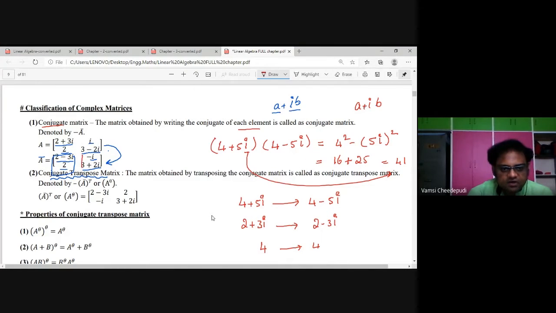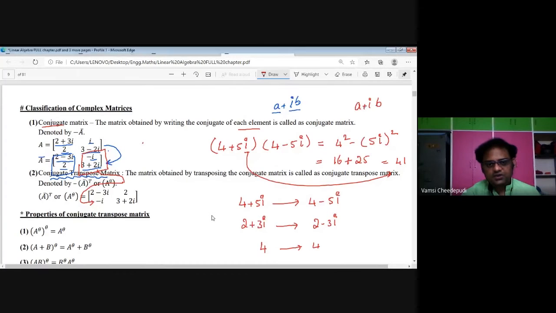And this second column, minus i, 3 plus 2i, becomes the second row. Okay, sir, I got your point. From A, you will get A bar. If you transpose A bar, then you will get A power theta. That A power theta is known as our conjugate transpose matrix.